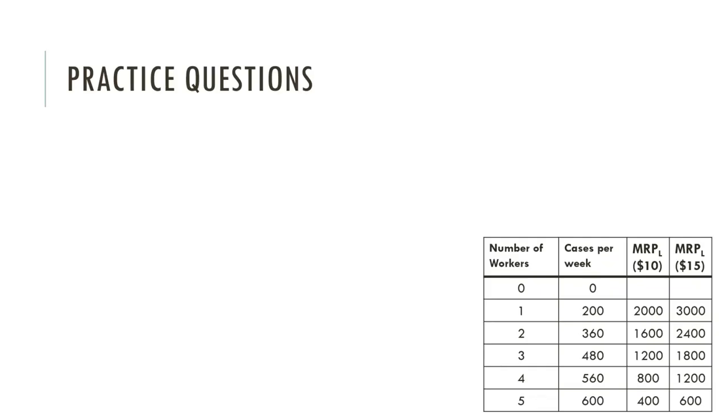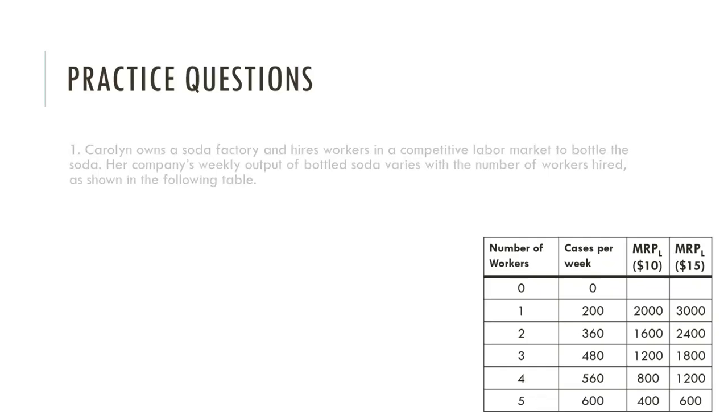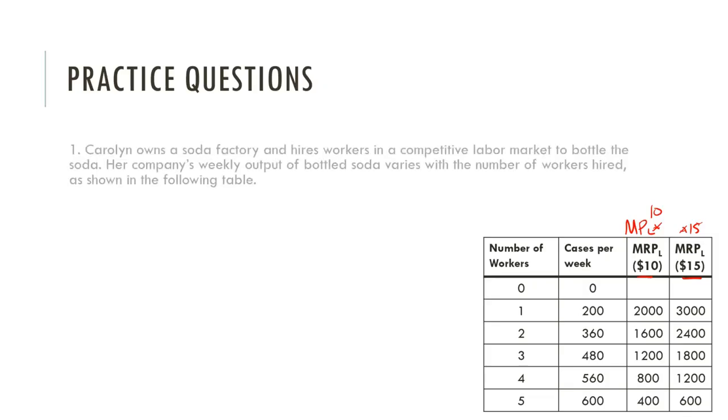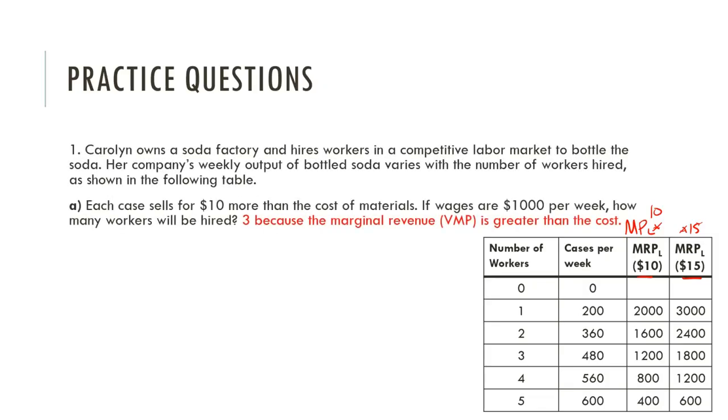Okay, so let's go over the answers now that you've worked on this. I have added over here my marginal revenue product of labor for $10 and for $15. So I just took the marginal product of labor and I multiplied it by $10 for this first one, and then I multiplied it by 15 for the second one. So that we could compare it to the weekly wages and figure out what the best options are. So, okay, in this case, for part A, she's going to hire 3 workers.